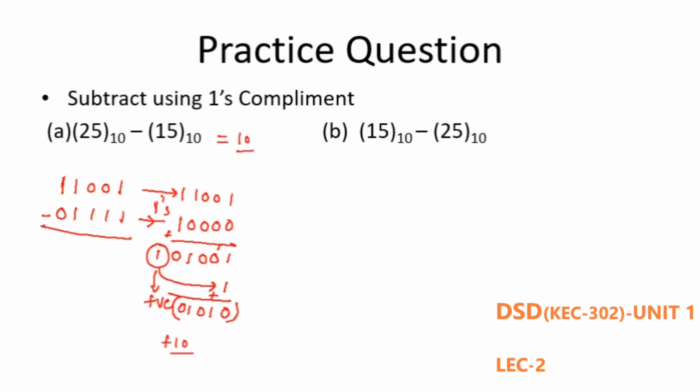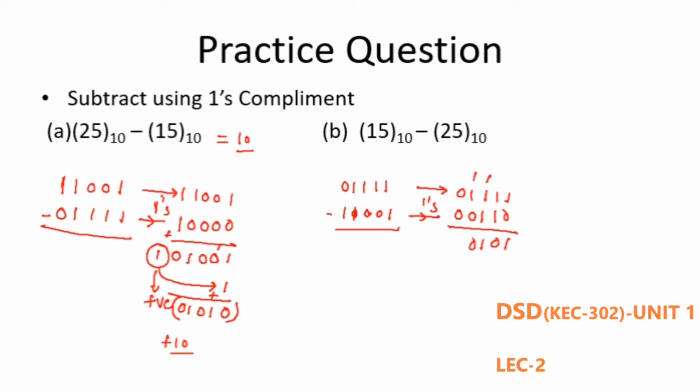Similarly, if I perform 15 minus 25, 15 is 0 1 1 1 1, and this 25 is 1 1 0 0 1. Here this 25 is the negative number, so it will be 1's complemented. If I perform the 1's complement of it, then it will become 0 0 1 1 0, and I will retain this number as it is, 0 1 1 1 1. If I perform the addition of these two now, 1 plus 0 is 1, then 1 plus 1 is 0, carry 1. Now 1 plus 1 plus 1 is 1, carry 1, 1 plus 1 is 0, carry 1. So 1 plus 0 is 1.